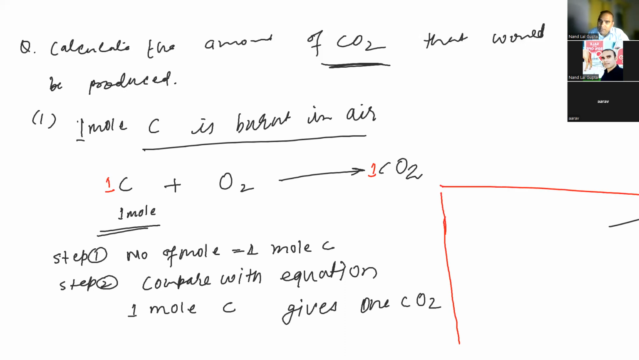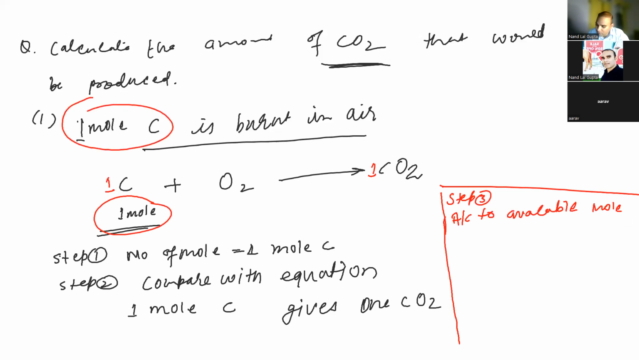According to the balanced equation. Now see the second point. Step number 3: according to the available amount, the available moles. The available moles given is 1 mole of carbon. So 1 mole to 1 mole. 1 mole of carbon gives 1 mole of CO2. According to the available amount, 1 mole of carbon gives the same 1 mole of CO2.